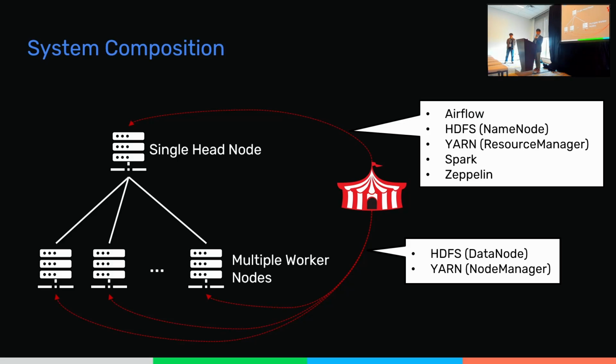To demonstrate this pipeline, I'll show an example deployment to a cluster with a single head and multiple workers by using Bigtop. We'll deploy Airflow, name node, resource manager, Spark, and Zeppelin to the head node, and data node and node manager to the worker nodes. Apache Zeppelin is notebook software developed under ASF and not mandatory here, but it's useful to analyze and visualize data interactively, just like Jupyter Notebook, so we'll deploy it as well.